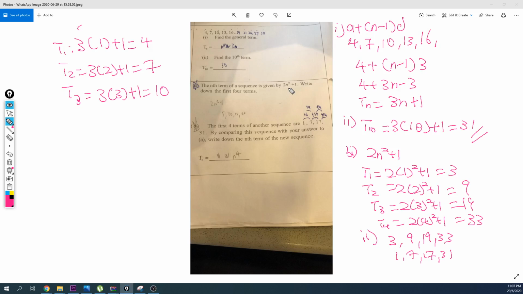for the general sequence that was given in the first part, which is 2n squared plus 1. You just need to subtract 2 from that, and we will get the nth term for the new sequence. So it's just 2n squared plus 1 minus 2, and that would give us 2n squared minus 1. That would be the nth term for the new sequence.